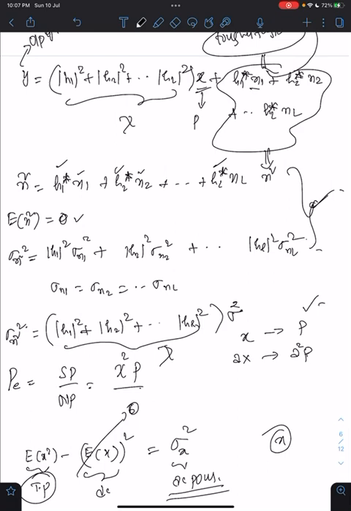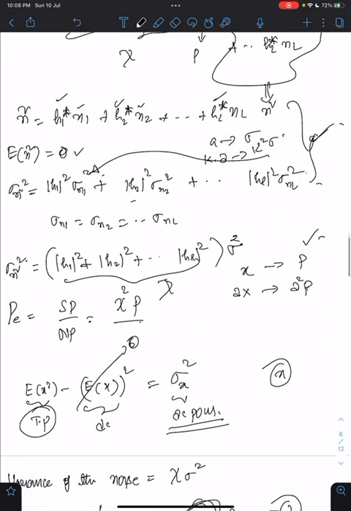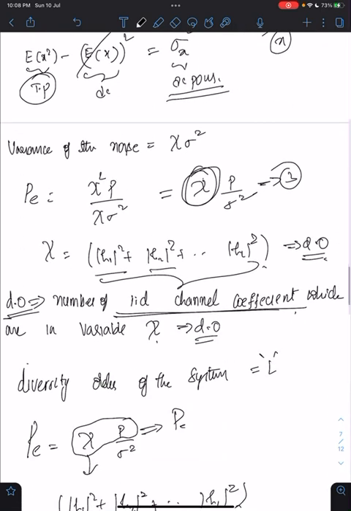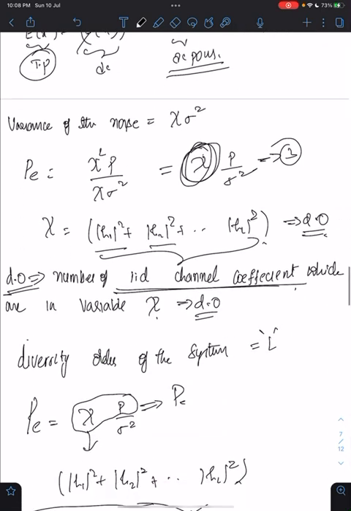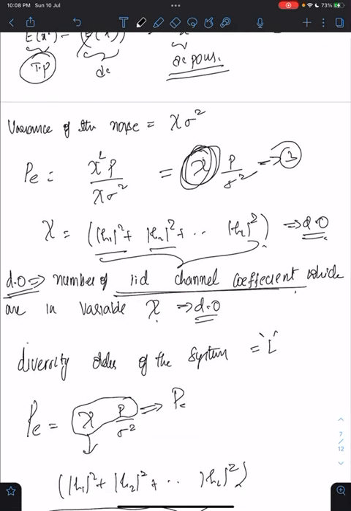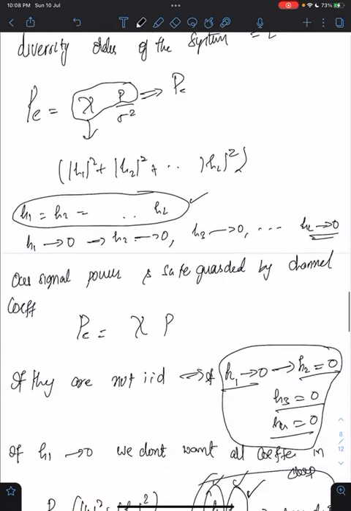All right. So H1, H2 are constant. If A has variance sigma, K times A has variance K² times sigma. This follows from the same rule. The undergrad stuff. And sigma n1 equals sigma n2 equals sigma nL, so you can sum it up. So signal power by noise power. I figured out chi, the number of IID random variables in the function, and chi is nothing but the diversity order of the system. We need more diversity order.